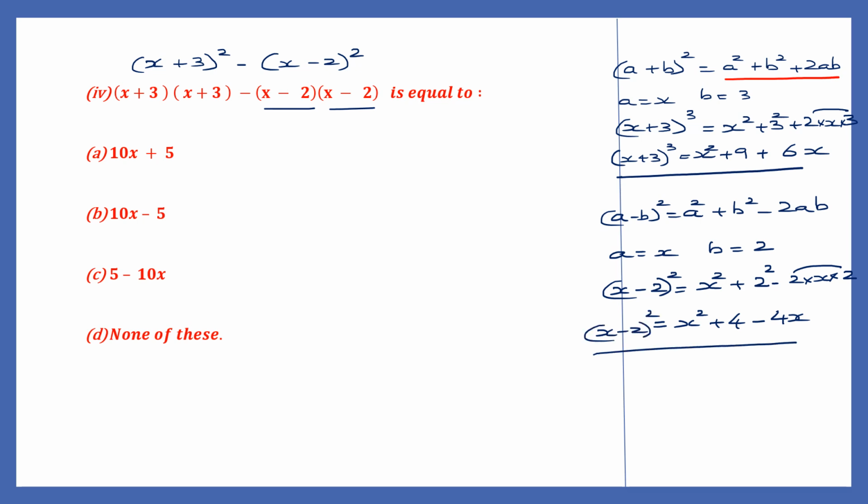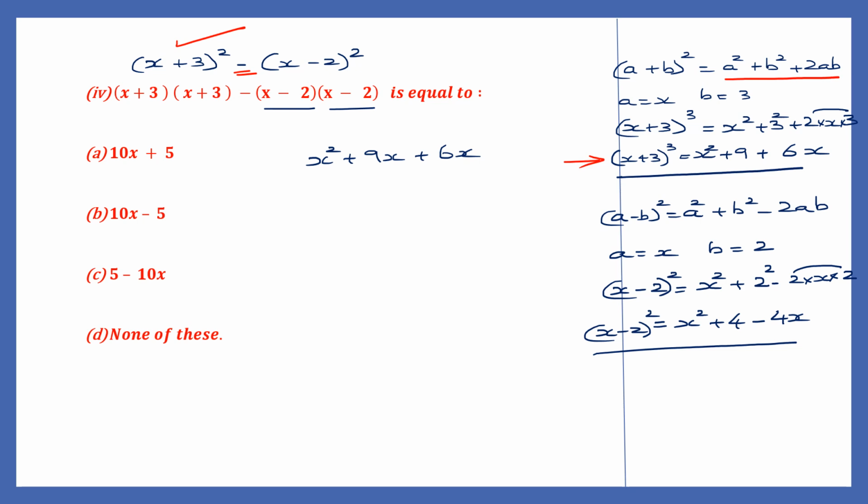Now here what does it say? It says x plus 3 the whole square minus x minus 2 the whole square. That means x plus 3 the whole square is this answer, x minus 2 the whole square is this answer. We have to subtract these two. So in that case, let's write it down. x square plus 9 plus 6x. Where did I get this from? I got it from here, because it is x plus 3 the whole square, this part. Now minus, so I need to write minus.